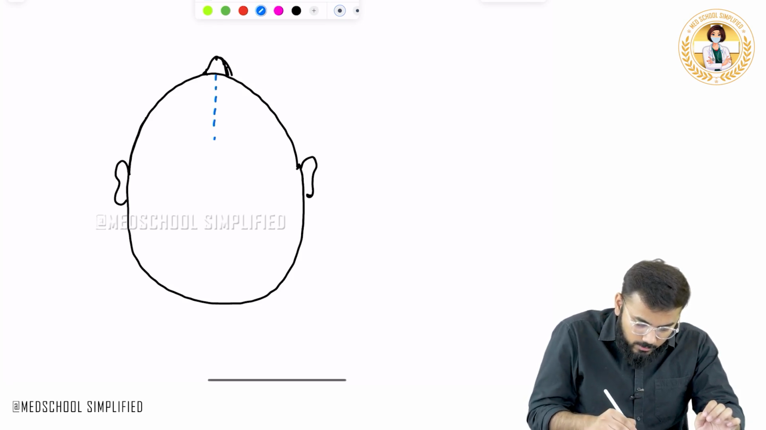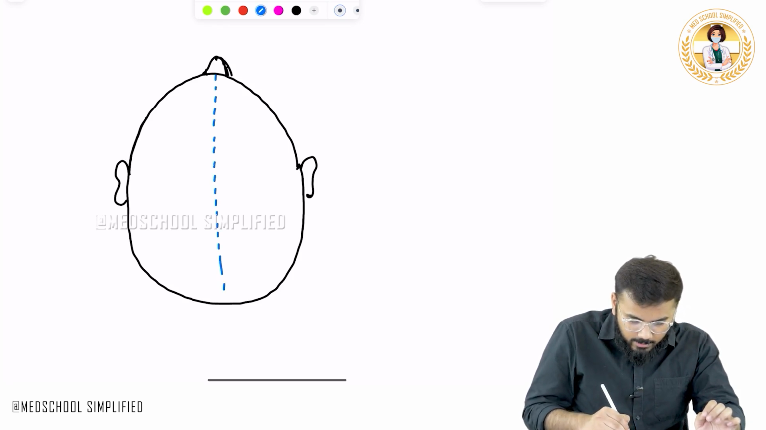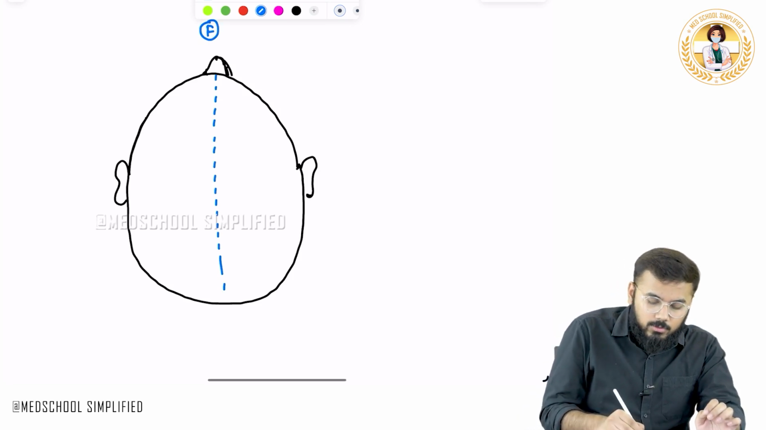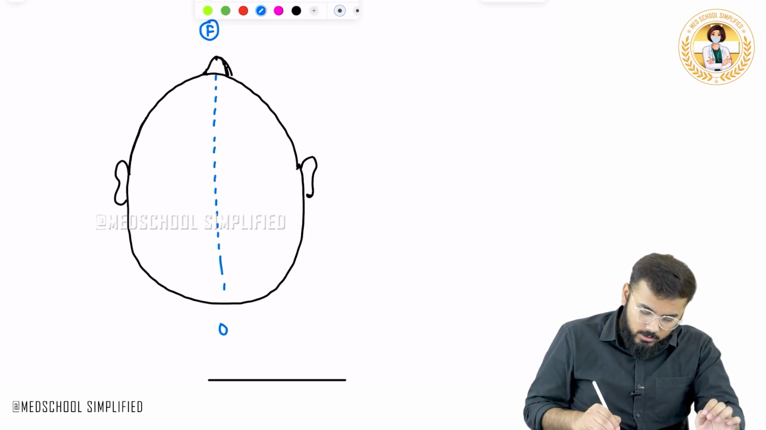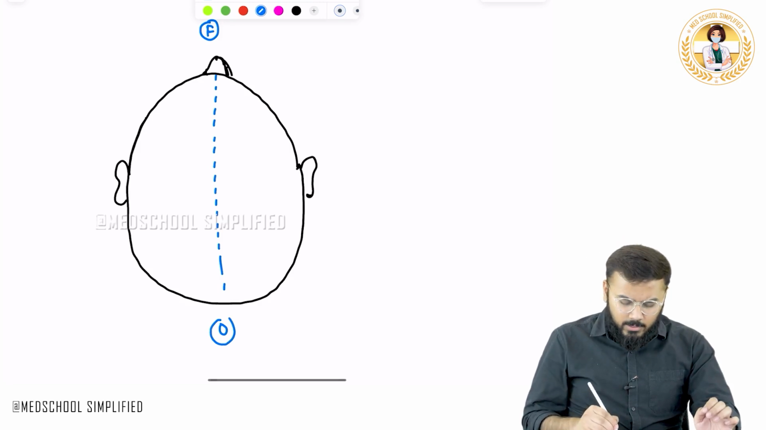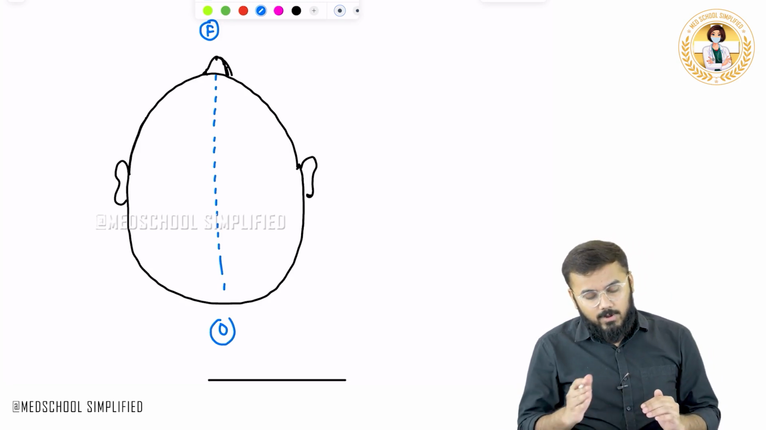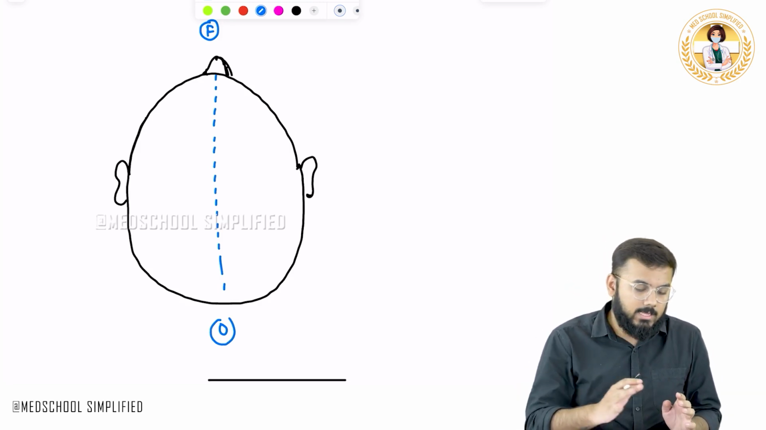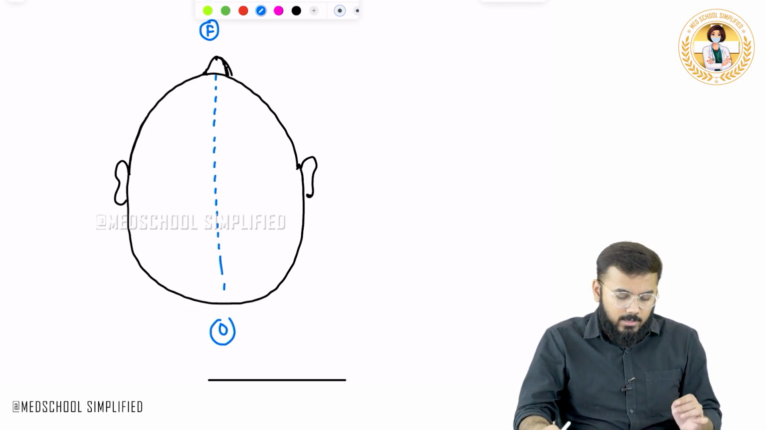Okay, so what I will be doing is that I will divide this scalp into two parts. All of you know this is the frontal region, this is the occipital region, the back. I'll be dividing the scalp into two parts. On one side I will explain the arteries, on the other side I will explain the nerve innervation, right?